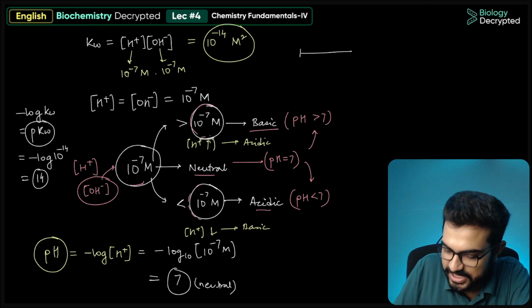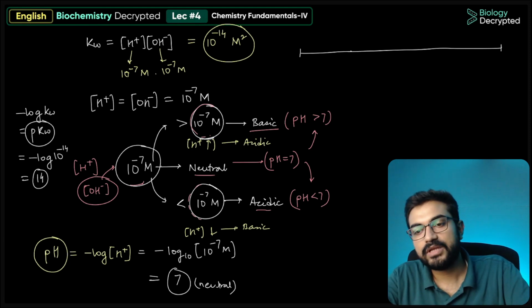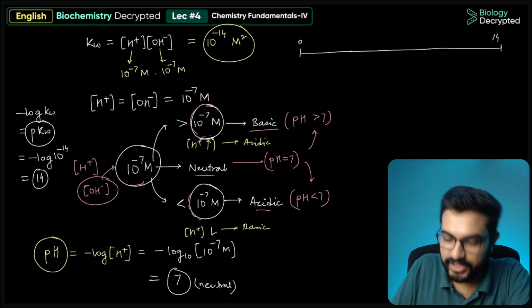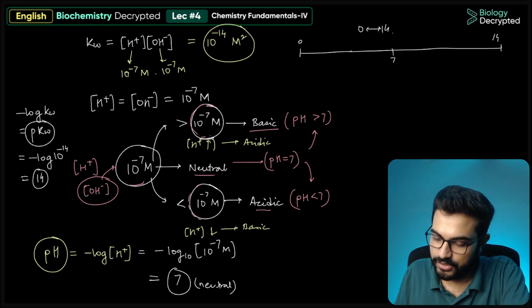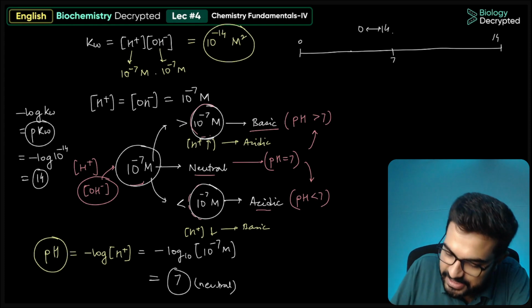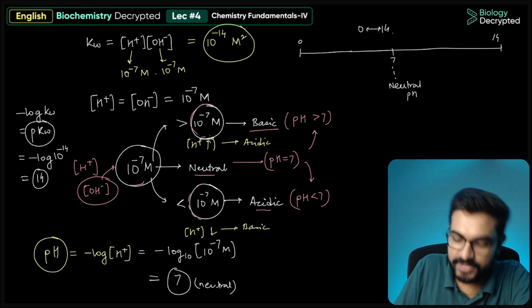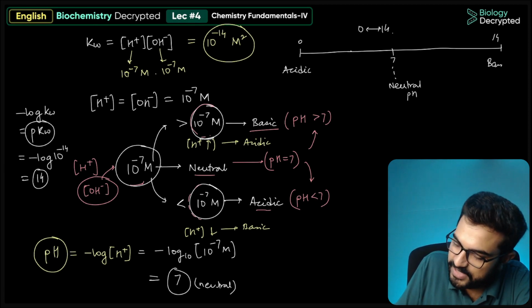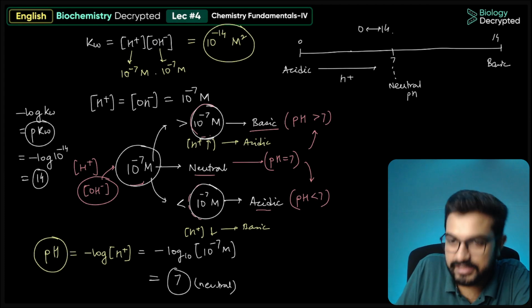So pH actually stands for potens of H. That is a German word for power. Here the scale is from 0 to 14. There is a pH of 7 in the middle, which represents the neutral pH. Here is extreme acidic, and here is extreme basic. And here we can see the H plus ion concentration.